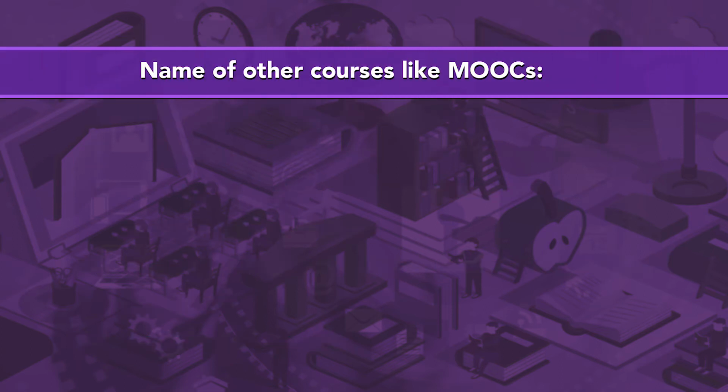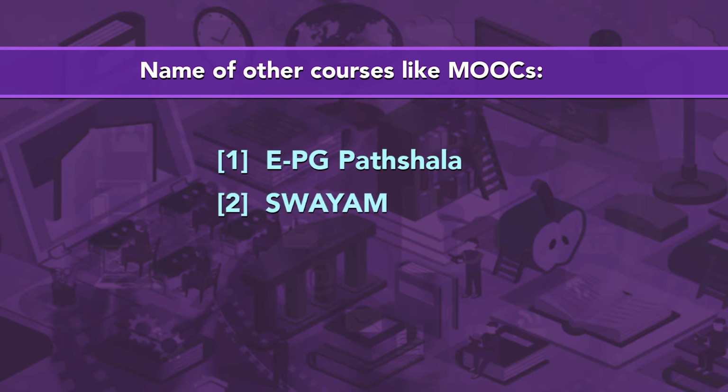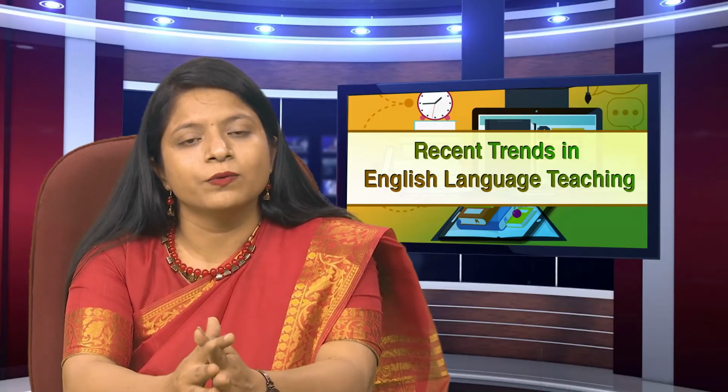Maybe you have a question: what are the other names of the MOOCs? Just as one is EPG Pathshala and the second is SWAYAM. So up till now we have discussed 3 latest trends of English language learning: flipped learning, blended learning and MOOCs.